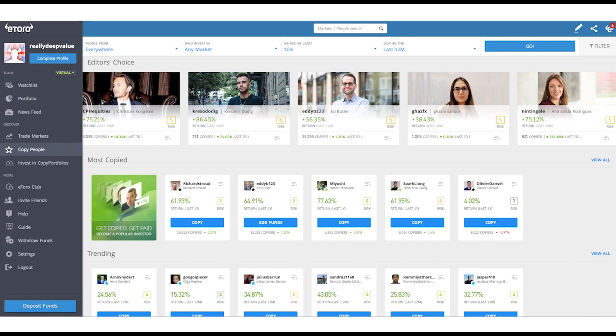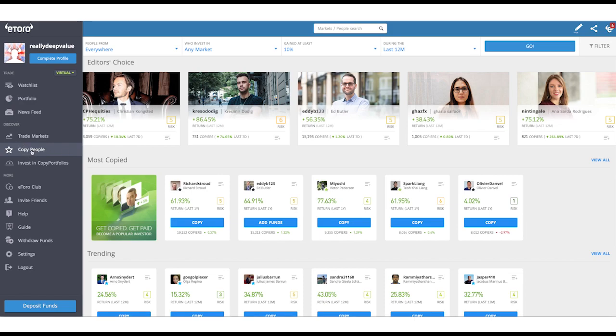We're going to be looking at how to find the best traders to copy on eToro. As you, I'm sure, are aware, eToro is a social trading platform, which means, put simply, you can copy the trades of other customers of eToro. That's assuming that they have not set their accounts to private, which you can do. So let's get to it.